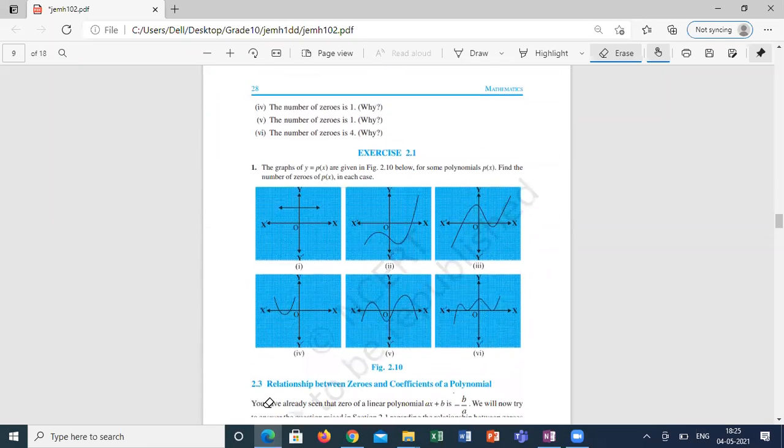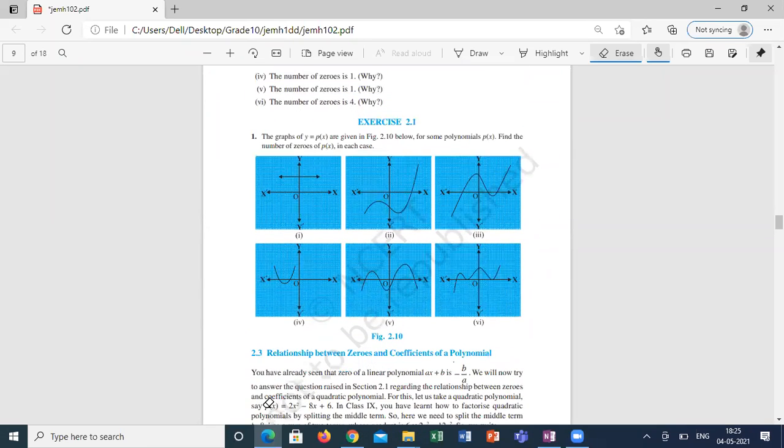Now coming to exercise 2.1, let me know, what is the answer for the first graph? No zeros. Next? 1. Next? 3. Next? 2. Next? 4. Next? 3.